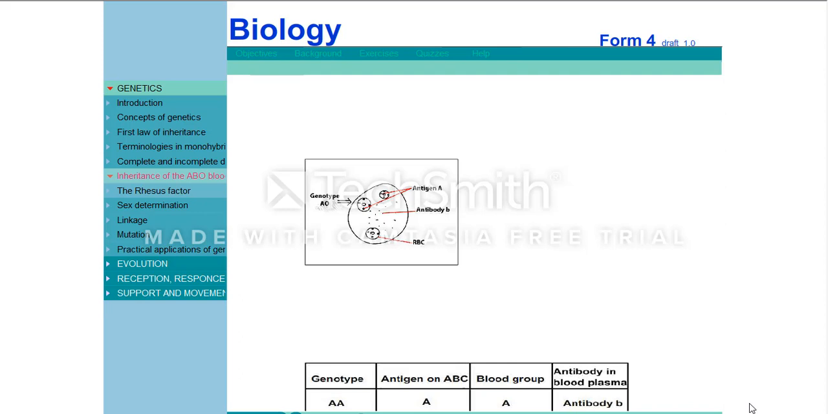The presence of a single dominant allele also results in the blood producing antibodies which float in the blood plasma. Gene A results in the blood producing antibody B, while gene B results in the blood producing antibody A. For example, an individual with genotype AO would give rise to antigen A on the red blood cells and antibody B in the plasma. An example is shown on the illustration.